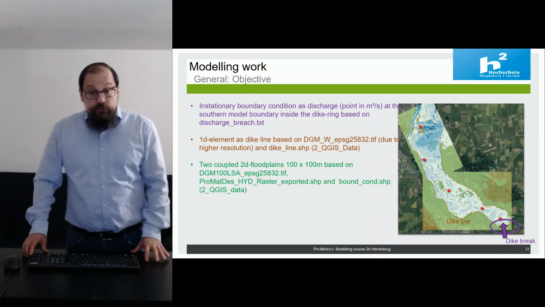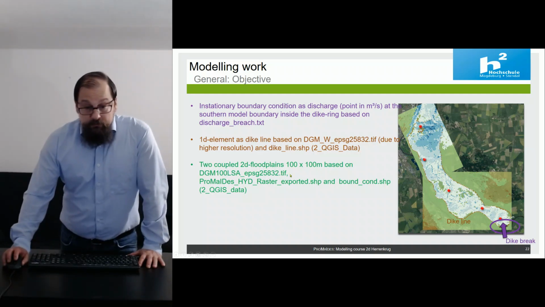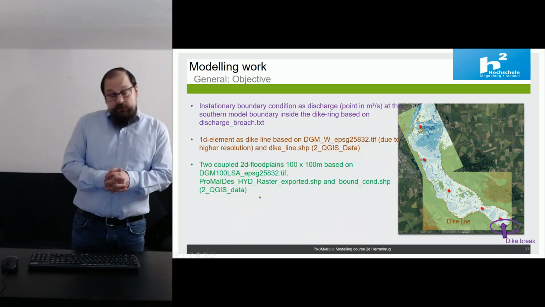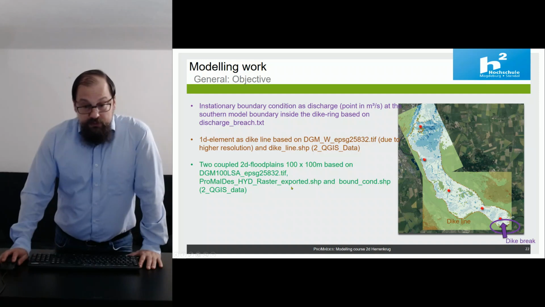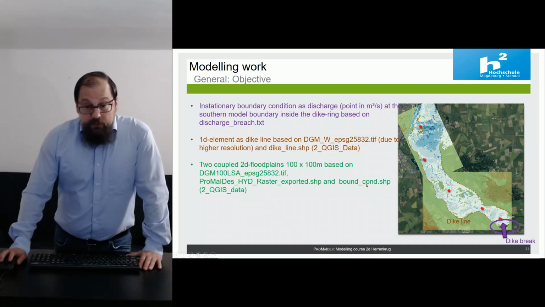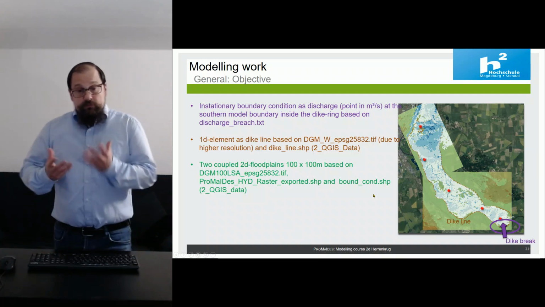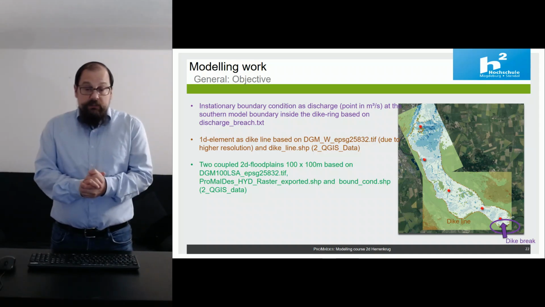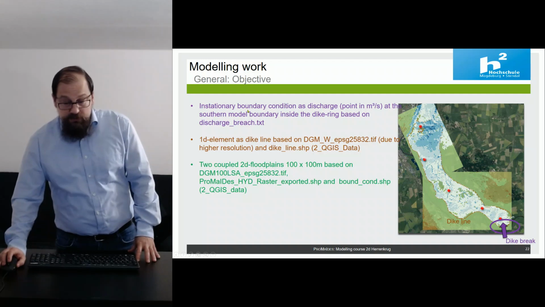Then we will produce two coupled 2D floodplains, 100 times 100 meter, based on the DGM 100 LSR point TIFF. You see these two rasters here already. If you want to start in the second step, you can also use the ProMaIDes HUD raster exported shape. There these rectangles are already available. You can import it to your plugin, and you should also use the bound cone shape, just to have a look at what information is in it, to set these boundary conditions directly and automatically.